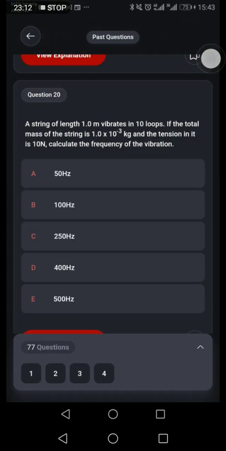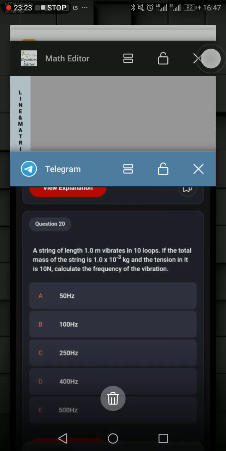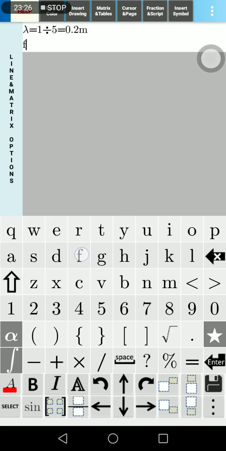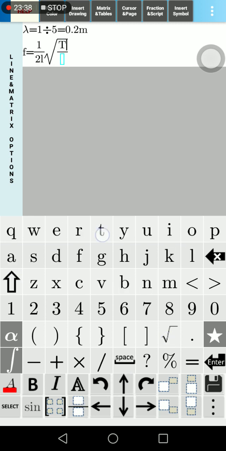If the total mass of the string is, they give us that value, and the tension in it is 10 newtons, calculate the frequency of the vibration. So there's a formula I recently opened. I'm going to open it and come back to this page again. This is the formula: 1 over 2L times the square root of T over μ, where μ is mass per unit length. μ is not mass. μ is mass per unit length. So if they don't give you mass per unit length and they give you mass, and you use that mass in this formula, you are wrong.